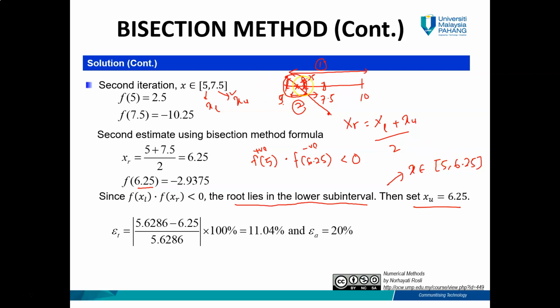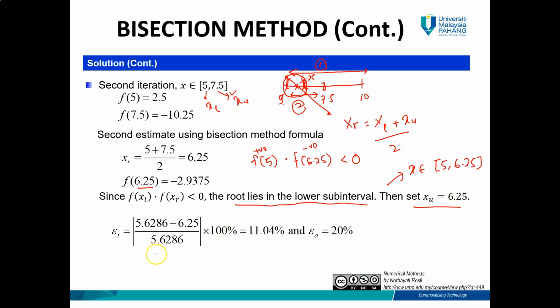What we did here, class, we made our interval become smaller and smaller. When this interval becomes smaller and smaller, it will finally reach the actual root. Okay, it will be close to the actual root. And then once we got this one, we have set XU as 6.25.